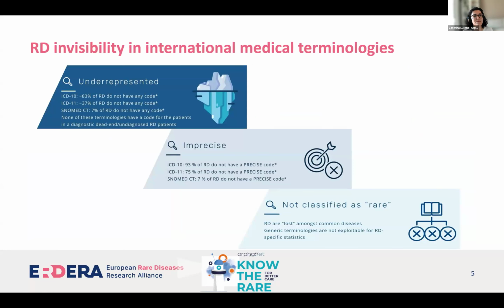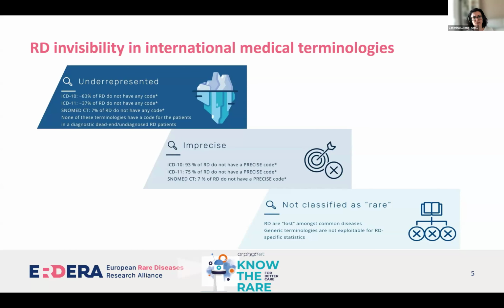So let's talk a little bit about rare disease invisibility in international medical terminologies. We've seen before in Ronald's presentation that there are several terminologies for coding diseases. Notably the WHO ICD-10 and ICD-11. ICD-10 is the one that is mostly used. ICD-11 is being implemented, and is now being translated in the different languages in the different countries. There's another one that is notably being used at this moment, and that is SNOMED-CT.